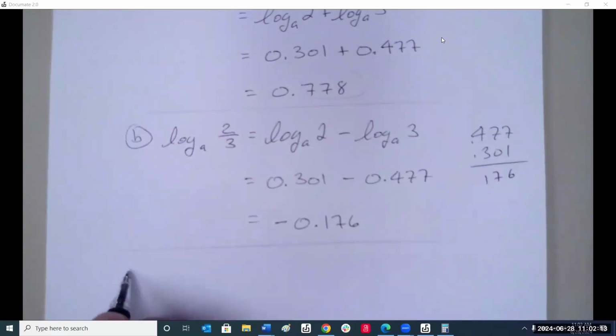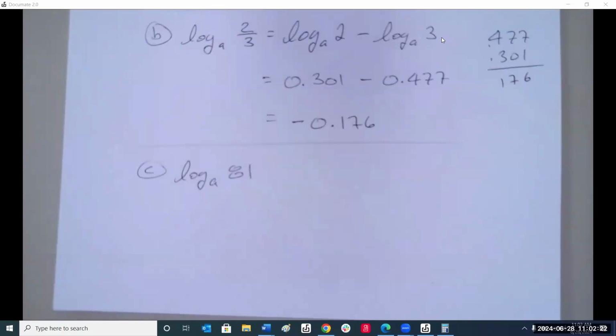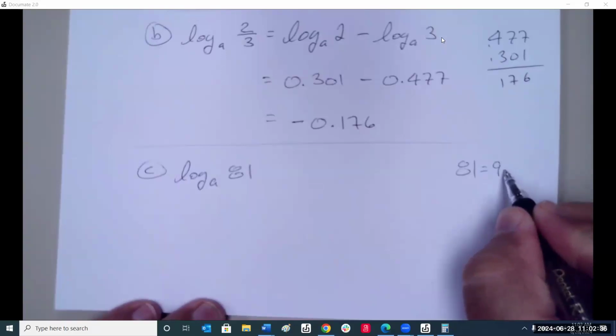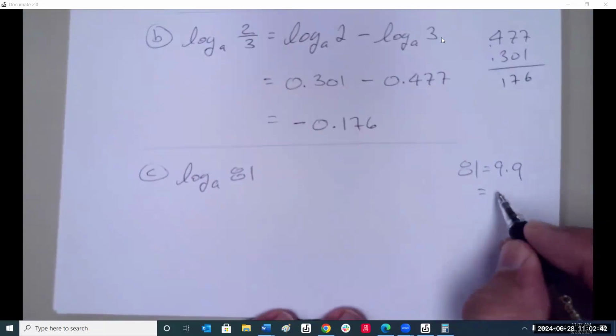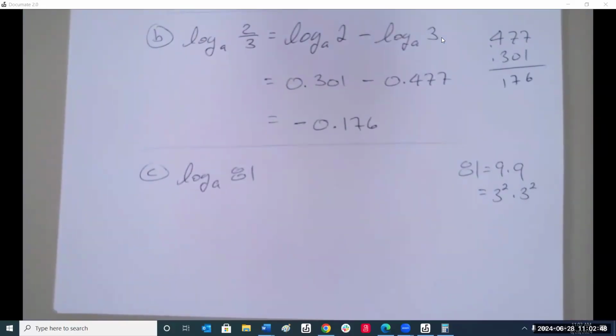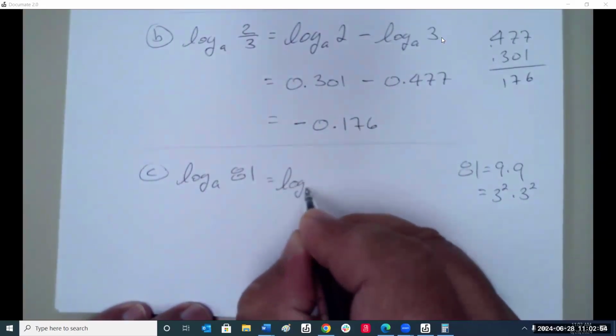How about C? Log base A of 81. What is 81 made up of? 9 times 9. How do you get 9? Which is 3 squared times 3 squared, because we could only use 2 and 3.